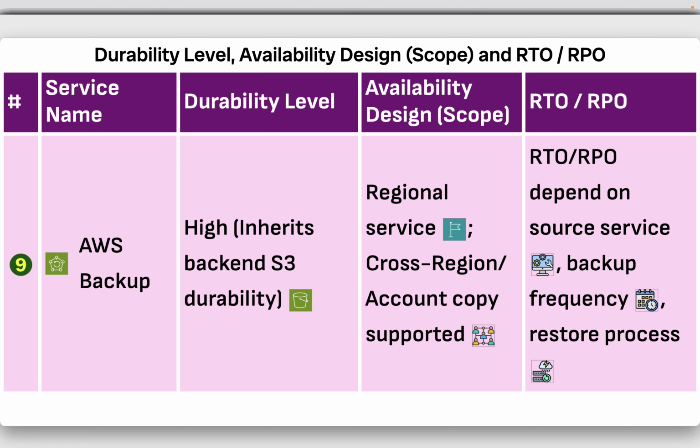Okay, AWS Backup, durability is high, and this inherits the backend S3 durability. Because the backend is S3, whatever that durability is, it is the same as AWS Backup's durability. Availability, it's a regional service. You can have cross-region, cross-account copy support. RTO, RPO, it depends on the source service, backup frequency, and restore process.